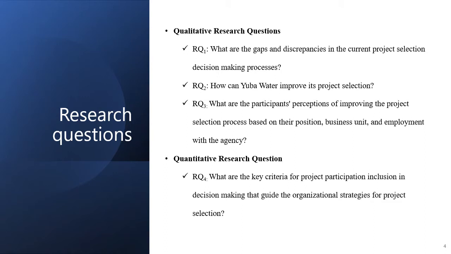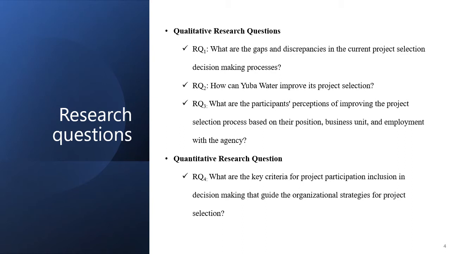The research is exploratory sequential, mixed methods research, and we're going to do the qualitative first. There are three research questions there, with the quantitative research focused on one. And the goal is to identify gaps and discrepancies in the current processes. So that's what research question one focuses on. Two is really looking at how, by going through this analysis, this research, can we help Yuba Water improve its project selection?